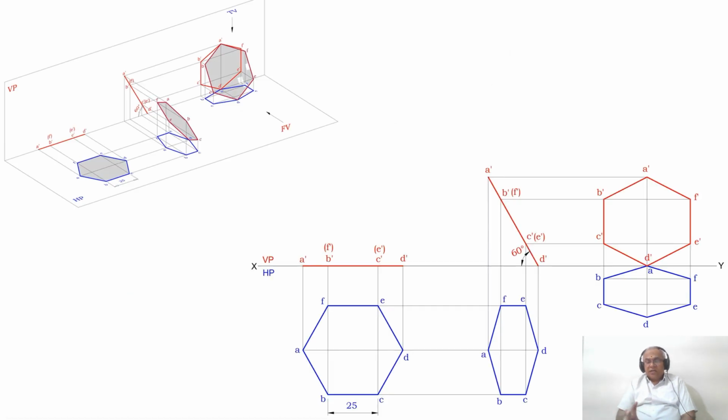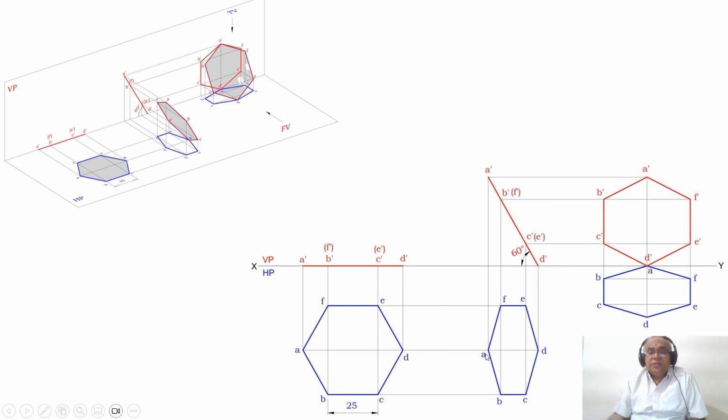So how to write the third position top view? The corner opposite to the corner which rests on HP, that is D dash, is A dash. So A dash should be on VP. So what I need to do is rewrite the second position top view such that A is going to lie on the XY line in the top view.